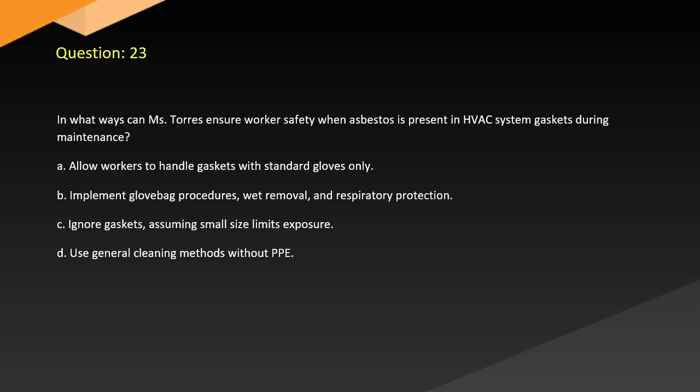Question 23. In what ways can Isotauras ensure worker safety when asbestos is present in HVAC system gaskets during maintenance? A. Allow workers to handle gaskets with standard gloves only. B. Implement glove bag procedures, wet removal, and respiratory protection. C. Ignore gaskets, assuming small size limits exposure. D. Use general cleaning methods with PPE.